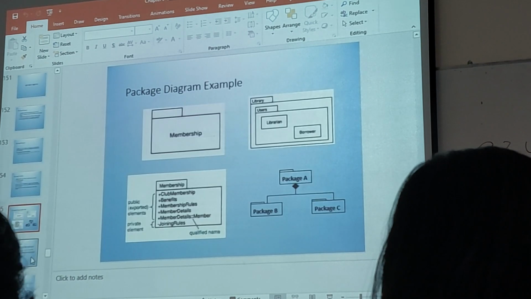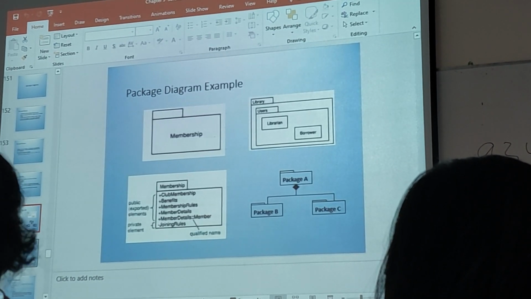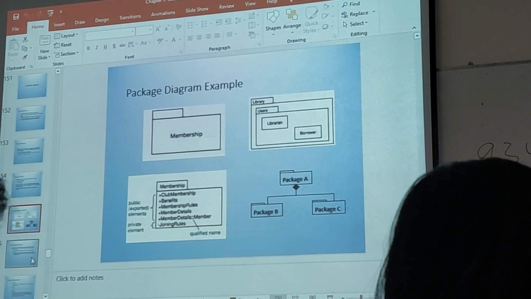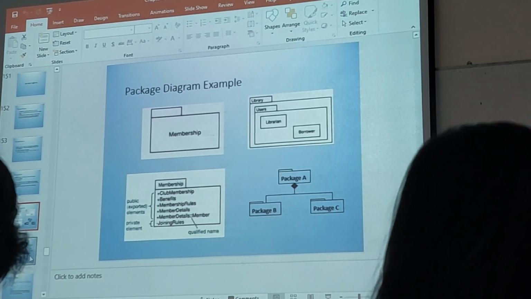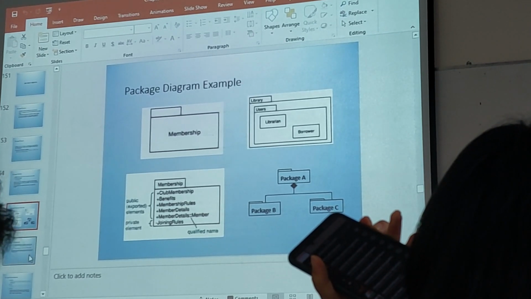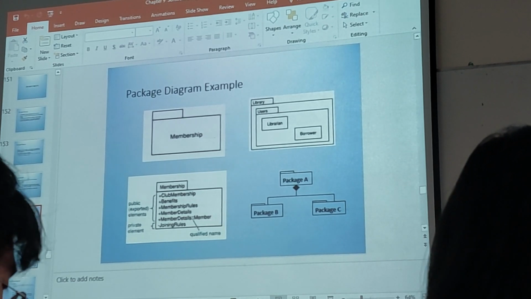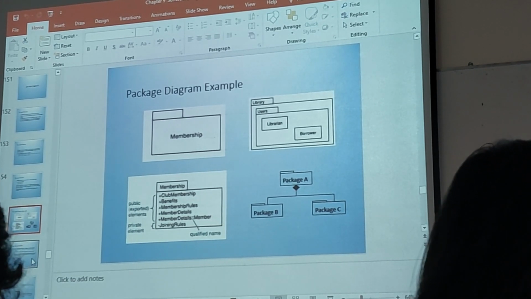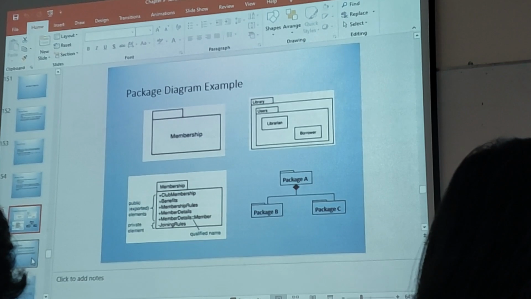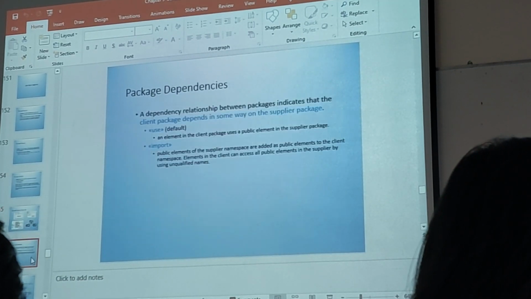This is the notation of a package. You can see the membership package at the bottom. The membership package has club membership, benefit, and membership rules. These are all the elements. The plus and minus signs show the visibility, either public or private.